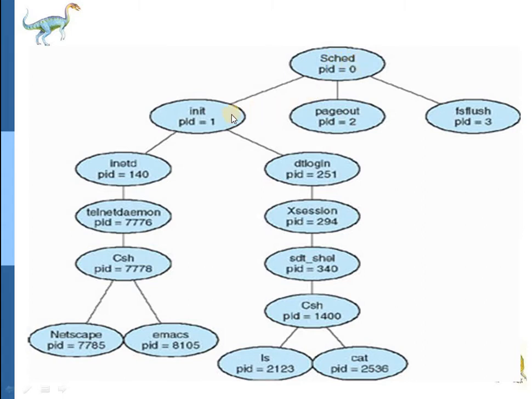The init has process ID 1, page out has process ID 2, and fs flush has process ID 3. Again, the init child process creates sub-processes: INETD, whose PID is 140, and DT logging, which has PID 251. Like this, a parent process creates its child processes, the child creates its own sub-processes, and those create other processes, forming a tree.